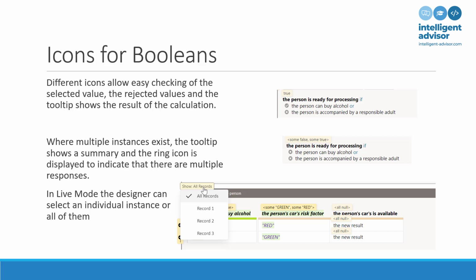So in summary, when working with multiple instances of an entity, the tooltip shows a summary, and the little ring indicates if there are multiple responses. And as I just mentioned a moment ago, in the live mode, if there are multiple records, I can select all the records, or I can select individual records to see the output.